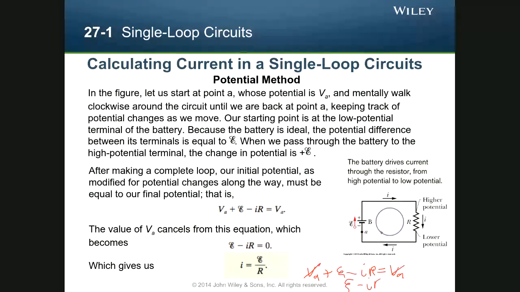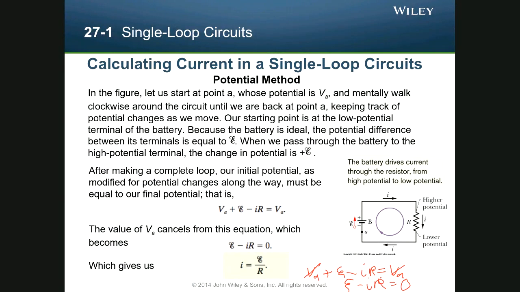And what we can see is that the potential around any closed loop will be equal to 0. And that's pretty cool, because that's going to be a very powerful technique that we're going to use to be able to analyze very complex circuits.